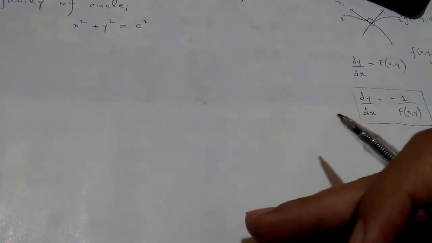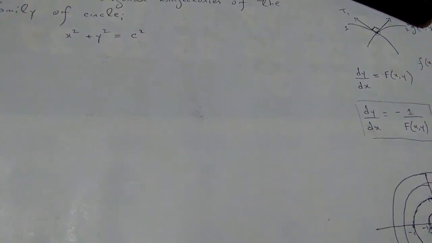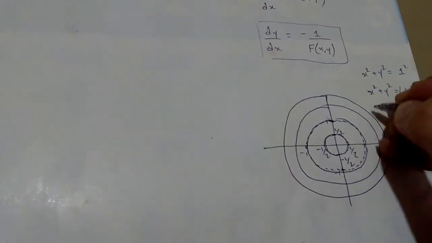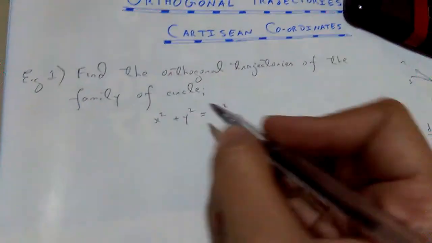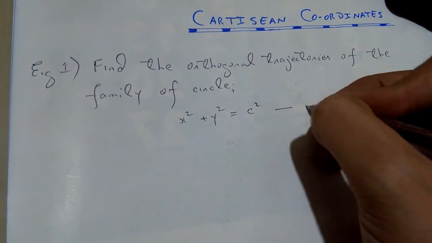Okay, so now we have to obtain the equation of the second family of curves, which is going to behave orthogonally to this set of curves at different points. So what is the way? First of all, we differentiate. I'll call this equation number 1.